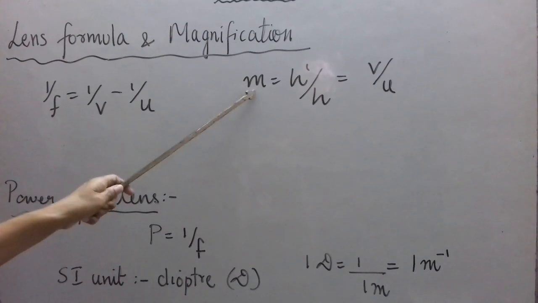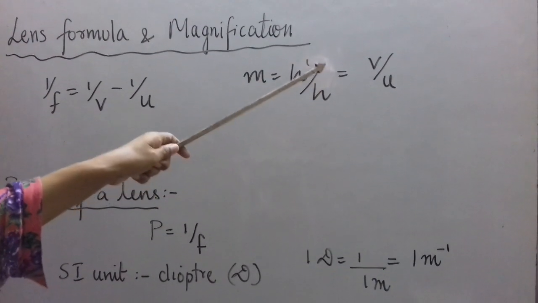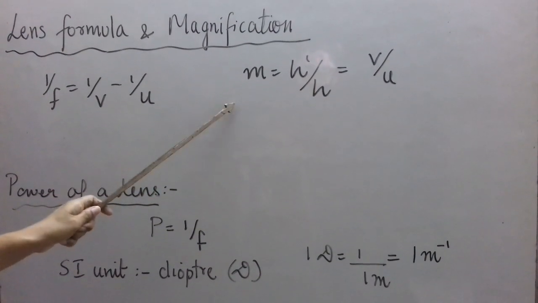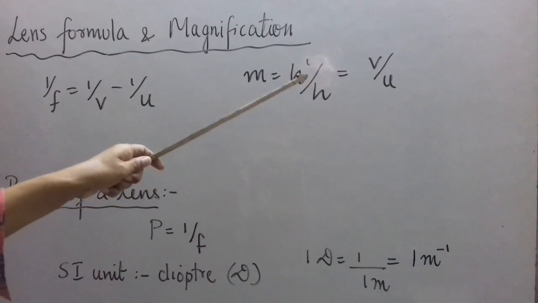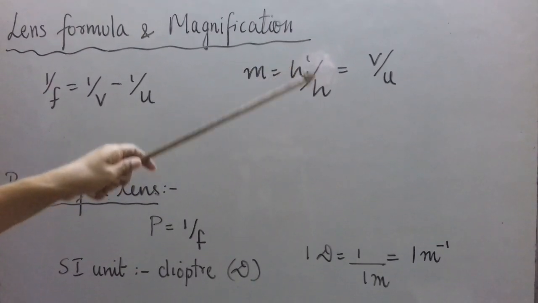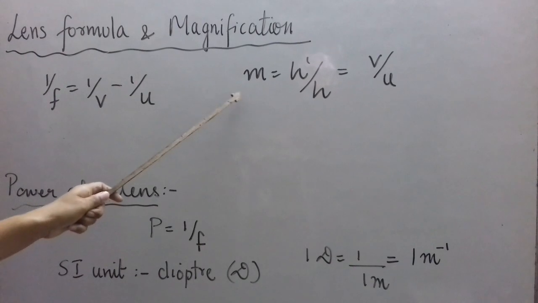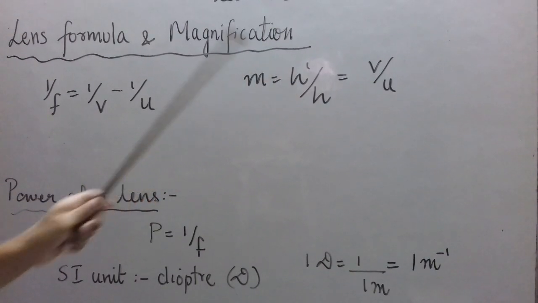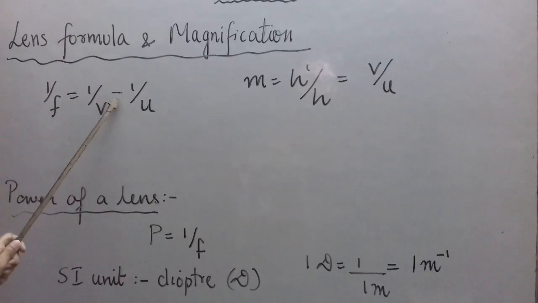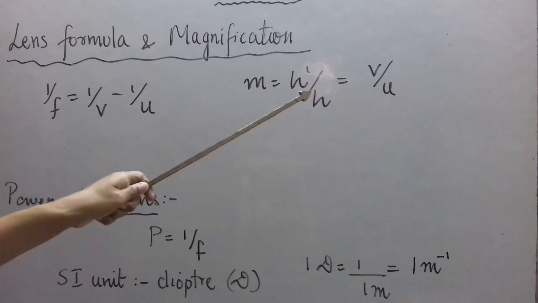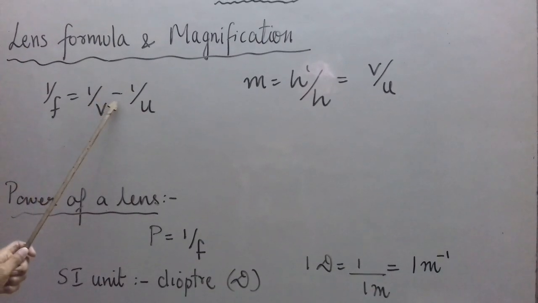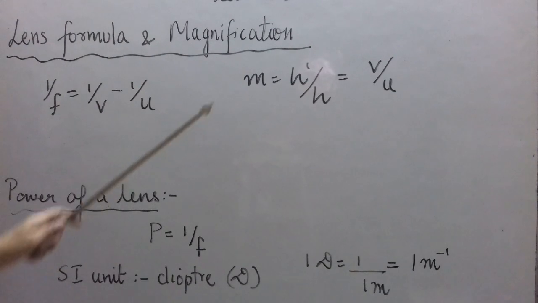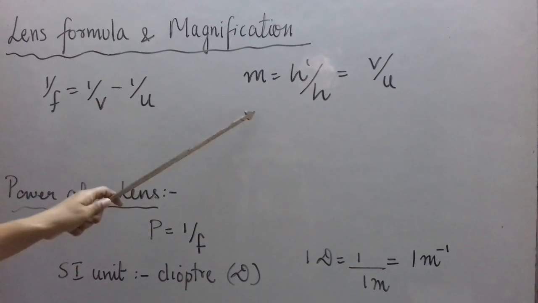But for lenses, this is also equal to V upon U. Now remember, for mirrors, it was equal to minus V upon U, and for lenses, M is V upon U, the minus sign is not there. So in mirror, here we have positive sign, there we have negative sign. In lens, here we have negative sign and there we have positive. It does not mean the answer will come positive only, because these are the formulae.